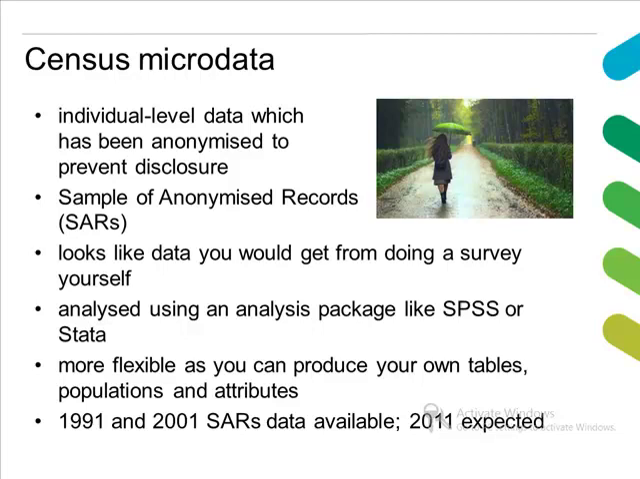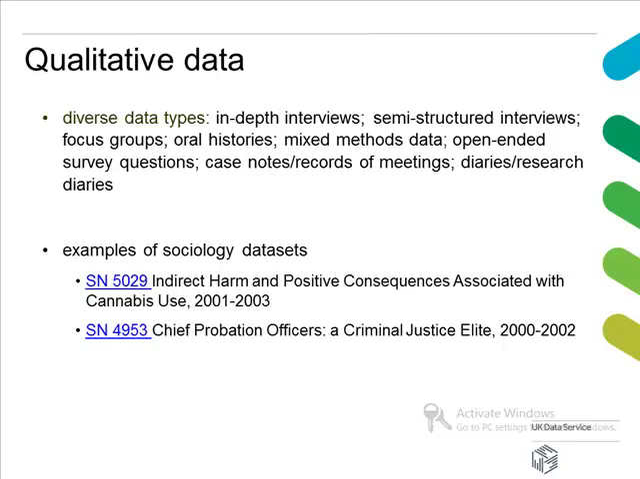So now, I'm back to Sarah. I'm going to cover quickly the final two kinds of data that we have available. First of all, we don't just have quantitative data, we do have qualitative and mixed methods data. Qualitative data is the data that you might derive from in-depth interviews or semi-structured interviews, focus groups, oral histories, all sorts of things, say diaries. And those are also available to download from our website.